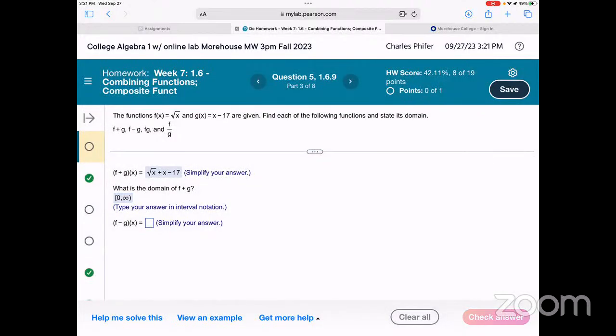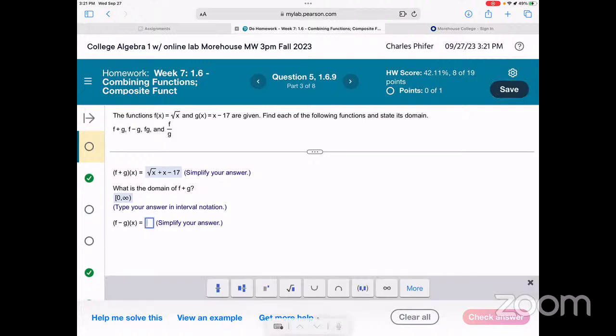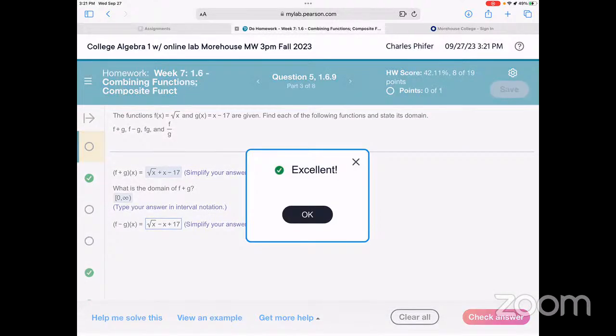F minus g. So f is the square root of x, minus. Now, if we're saying minus g, we need to distribute a negative into g. So that's going to be a minus x and then a plus 17. The trick there was to catch that we distributed a negative into g. I know students tend to miss that.